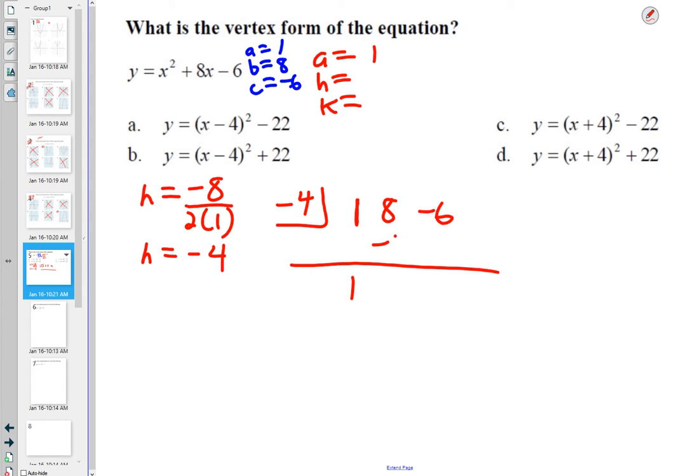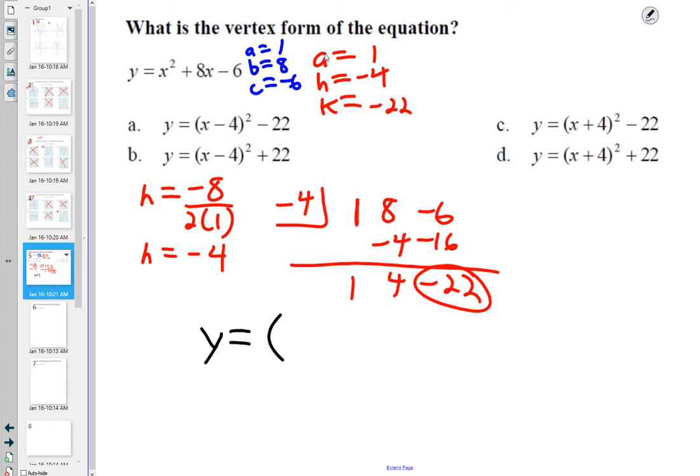Drop the 1, -4, 4, -22. H is -4, K is -22. So now if we plug that back into vertex form, I don't need the 1 because it's in front of a parentheses. And what's going to go inside the parentheses?